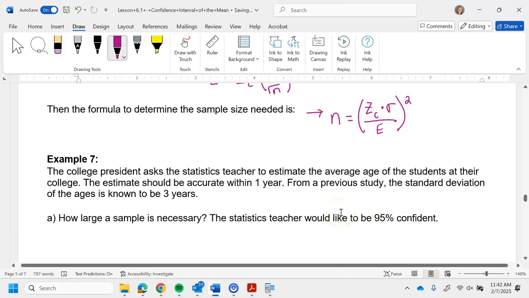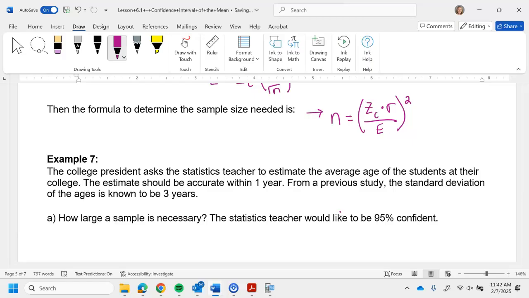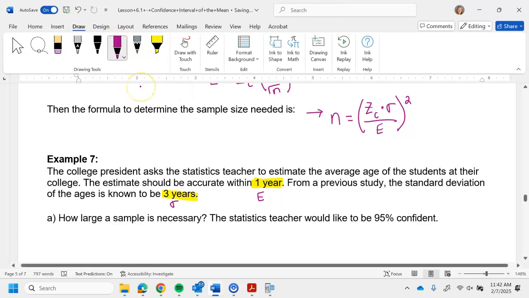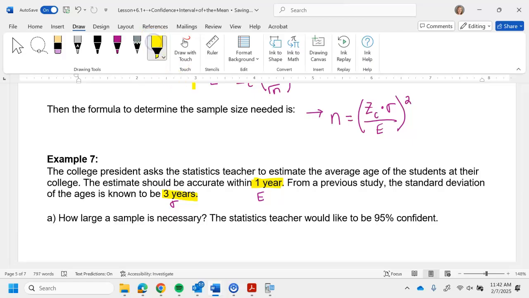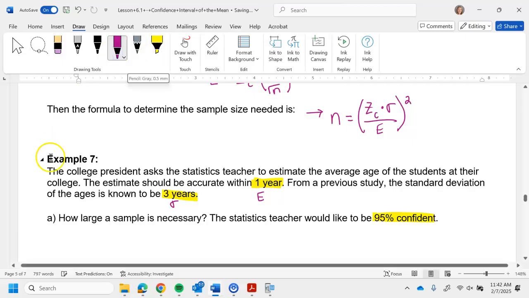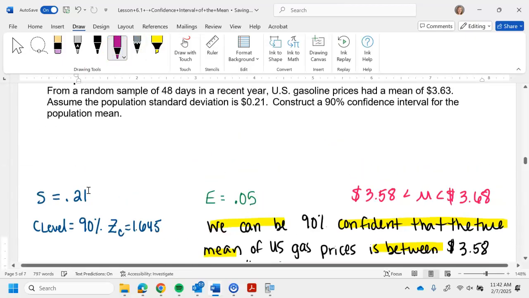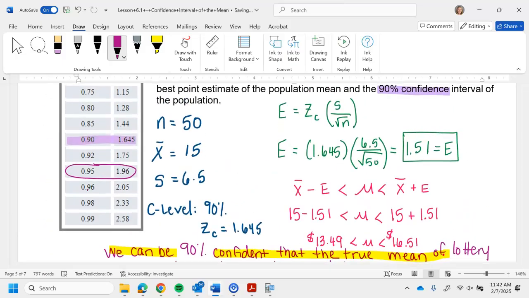Okay. How large a sample is necessary? A college president asks the stat teacher to estimate the average age of students at their college. The estimate should be accurate within 1 year. Whatever you want to be within, that is your error. Previous standard deviation of age is known to be 3 years. Okay, so there's your standard deviation. 95% confident, if you recall back to the previous couple pages, that critical value is 1.96.